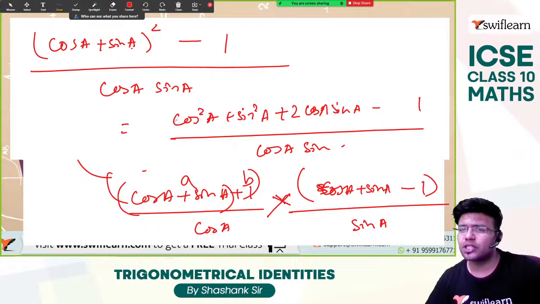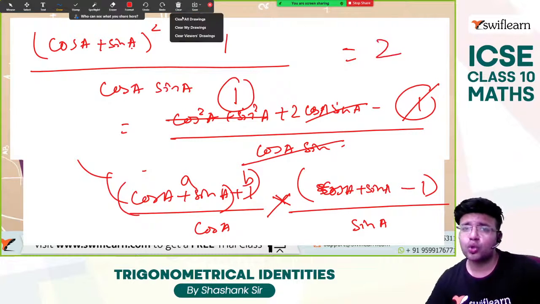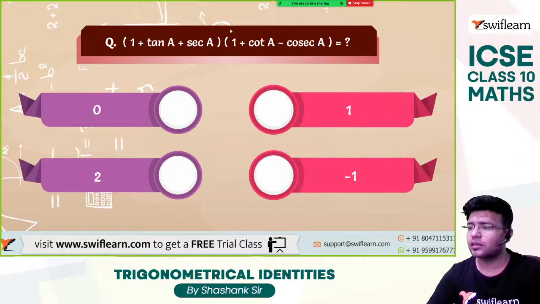Cos square A plus sin square A, this whole thing is 1. So 1 minus 1 is 0. 2 cos A sin A divided by cos A sin A, they cancel. We are left with 2. So 2 is the answer. Do we have 2? Yes, that is the answer, guys.